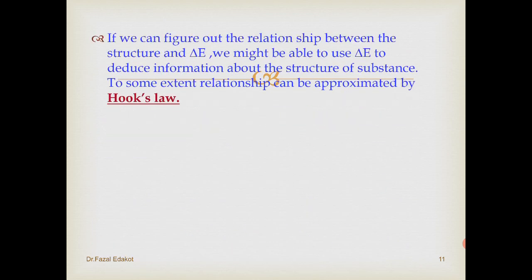If we can figure out the relationship between the structure and the delta E, that's the task. We might be able to use delta E to deduce information about the structure of the substance. So there is an energy gap. Why this energy gap? It is due to the internal structure. And why this much amount of energy? The answer will be the structure of the molecule. So if you can connect both, you can use infrared spectroscopy as a tool to understand structure.